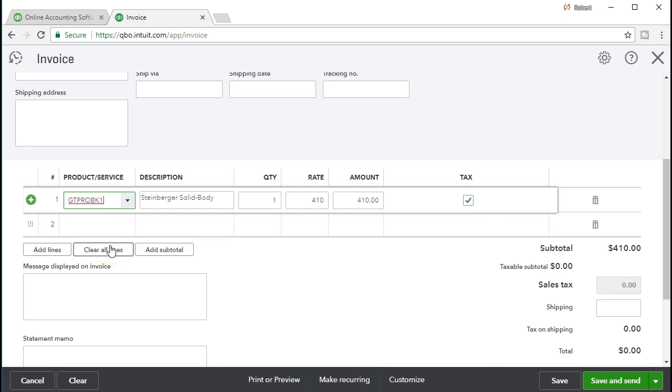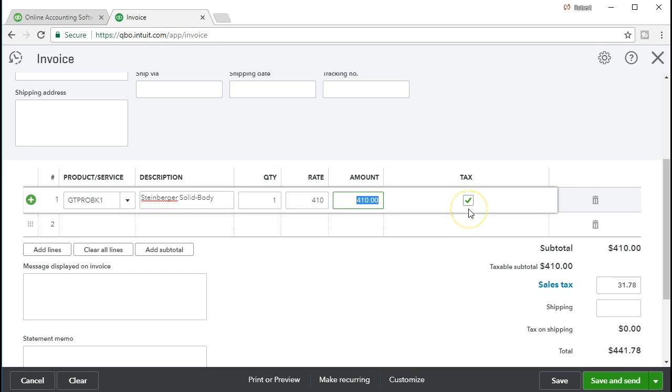I'm going to click on that item and it'll automatically populate based on that information that we put into the item list. So it'll give us the description, it's a Steinberger solid body, quantity 1, rate is 410, it pulled that just from the items. Now note that that 410 is the sales price, the retail price. What is not being shown here is going to be the cost. However, QuickBooks is generating the cost. We'll talk a bit more about that as we go.